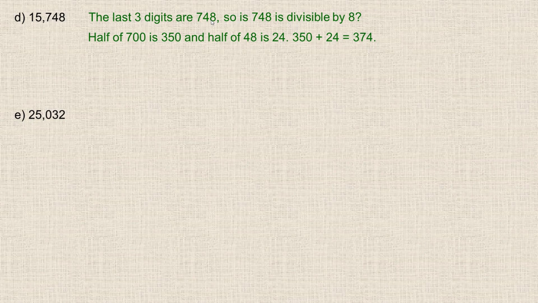I've already divided it by 2. So the question is now, is 374 going to be divisible by 4? The divisibility rule for 4 is you look at the last two digits, the 74. And 74 isn't divisible by 4. And this is how I would know that.